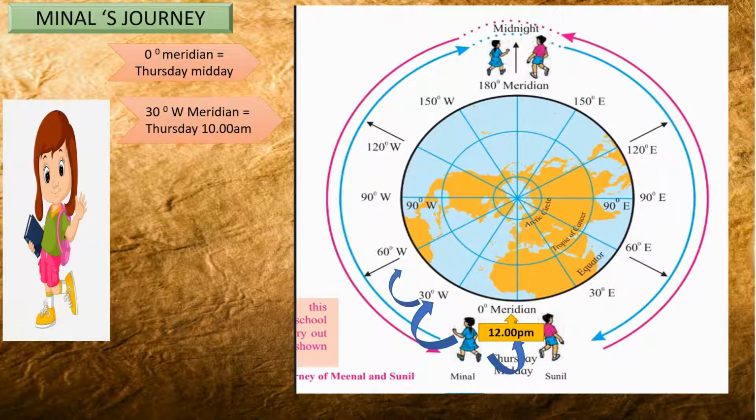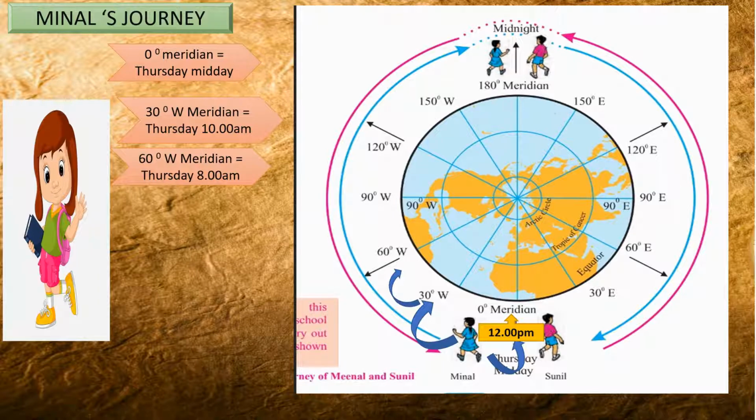Now again, Meenal started her journey towards 60° west, from the 30° to the 60° west meridian. Again, how many longitudes are there? Yes, correct, 30 longitudes. From the 30° west meridian to the 60° west meridian, there is a difference of 2 hours. So what will be the timing over here? At the 30° west meridian, it was Thursday 10 o'clock. So at the 60° meridian, it will be 8 a.m.